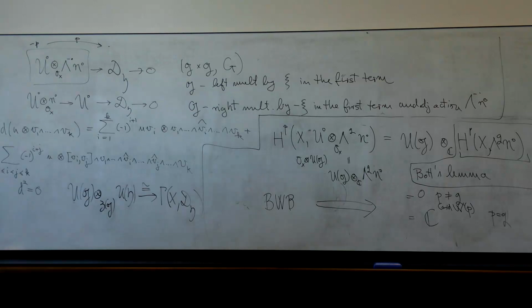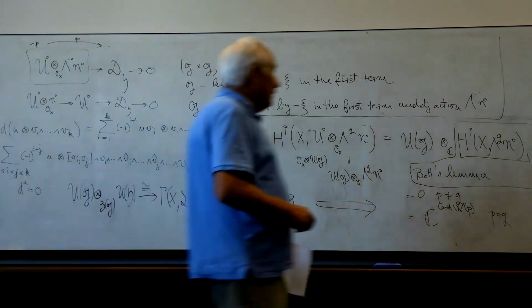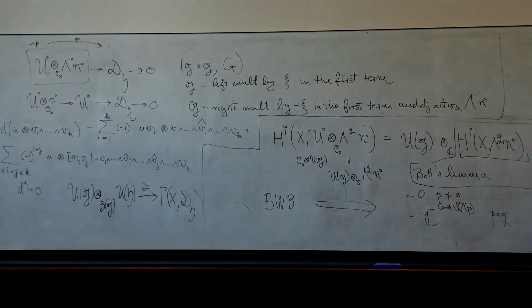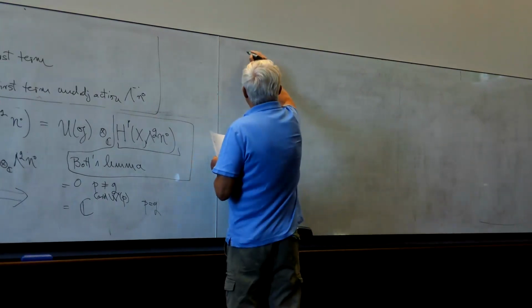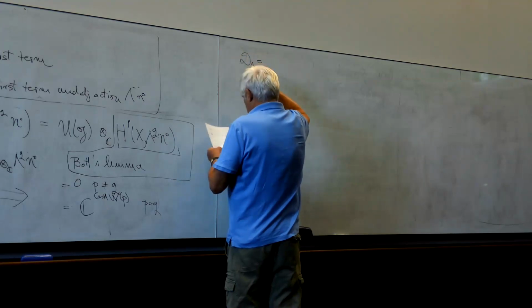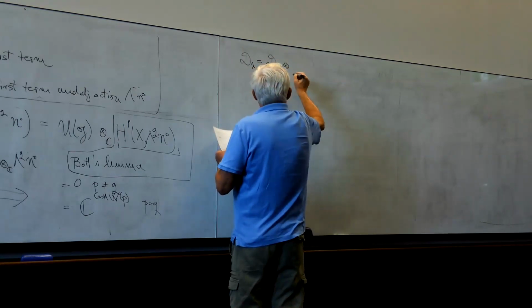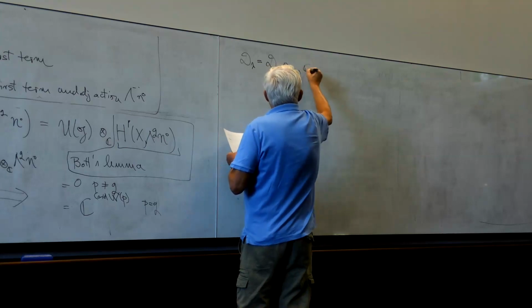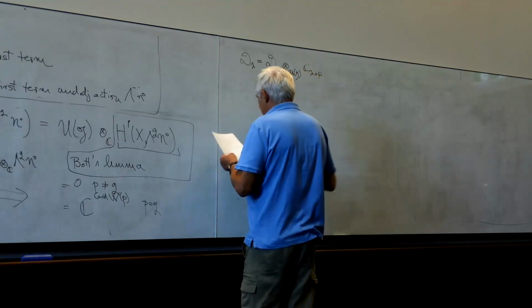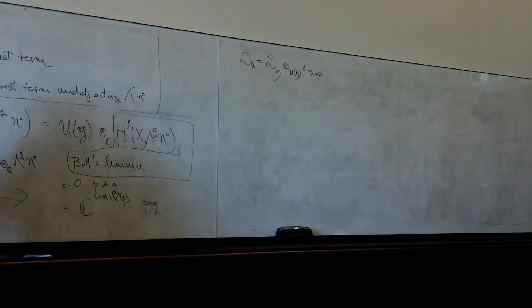Okay, so this is the proof of the result for D_h. Any questions? So now let me add the second theorem, the one we are actually mostly interested in. So we define V_lambda, which is V_h tensor over U(h) C_{lambda+rho}. So here, the rho shift enters the game.